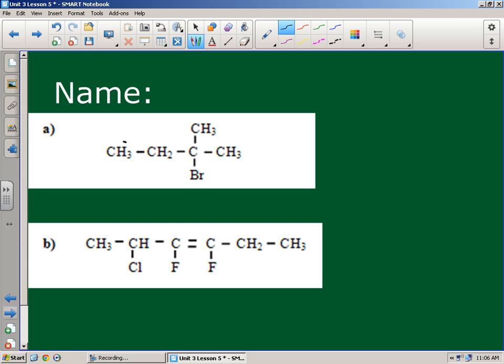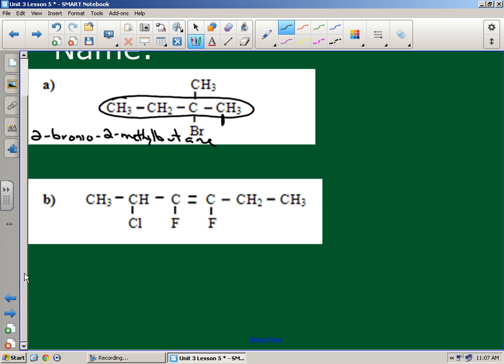Naming. Well, let's see here. Longest carbon chain, 4, so that's butane. Let's start here, of course, because the add-ons are closest here. So at 2 I have a bromine, and at 2, I have a methyl. We got to do alphabetical as always. So I'm going to go 2-bromo, 2-methyl, butane. 2-bromo, 2-methylbutane.